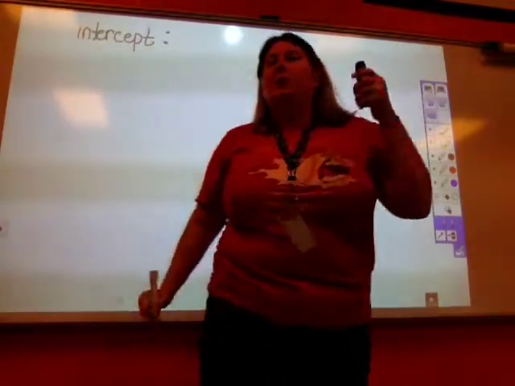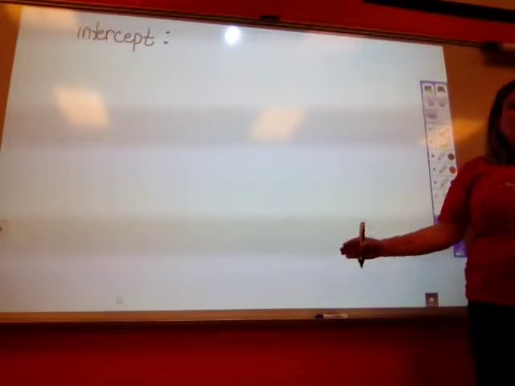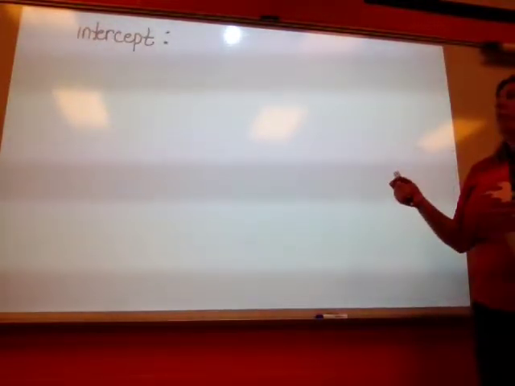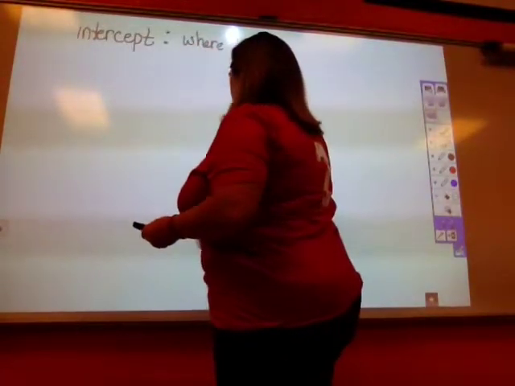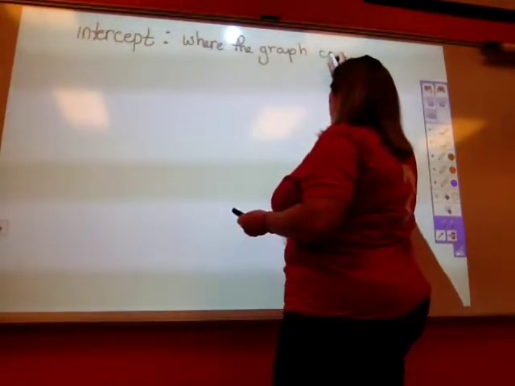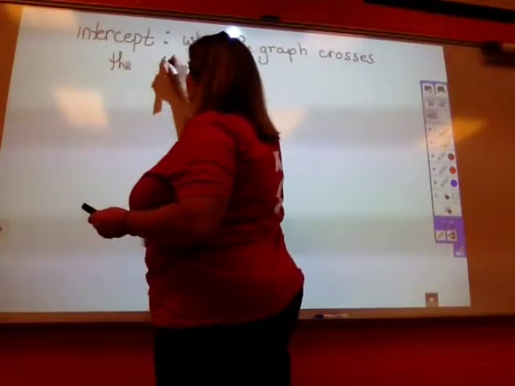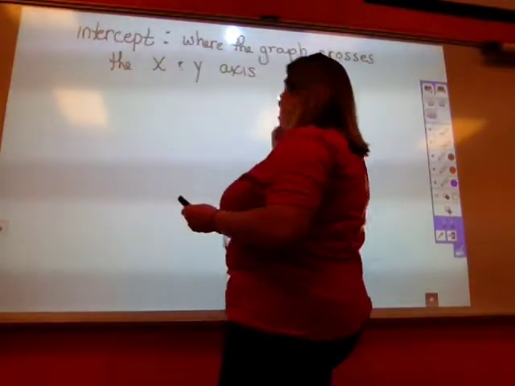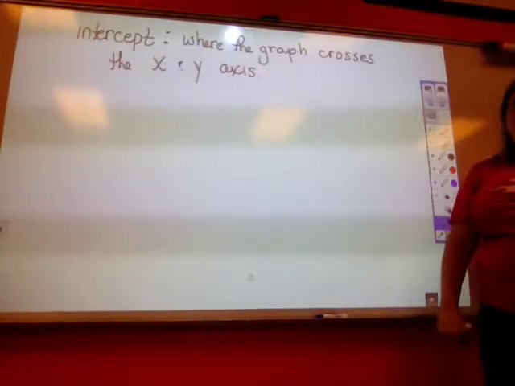Sounds a lot like an intersect, right? If you think of an intersection, it's where two roads cross one another. Everybody agree? Well, an intercept in the world of math is where the graph crosses the X and Y axis. So it's where the graph is going to cross the X and Y axis.